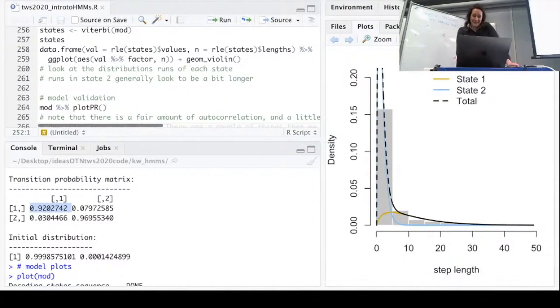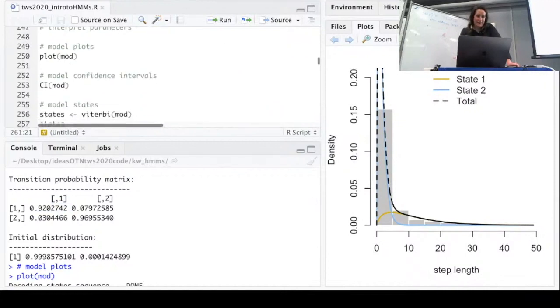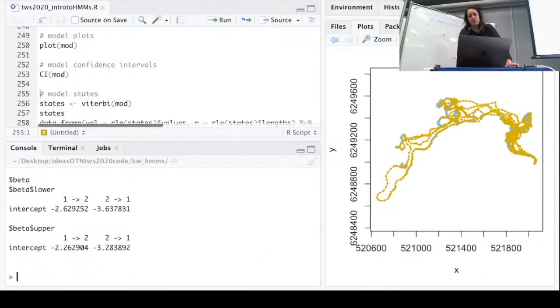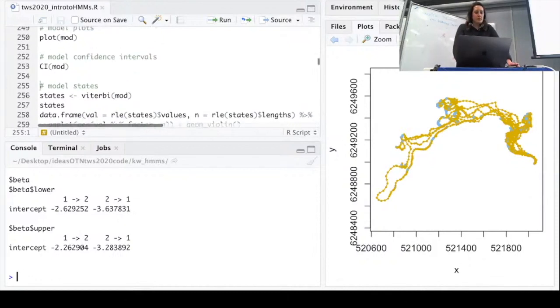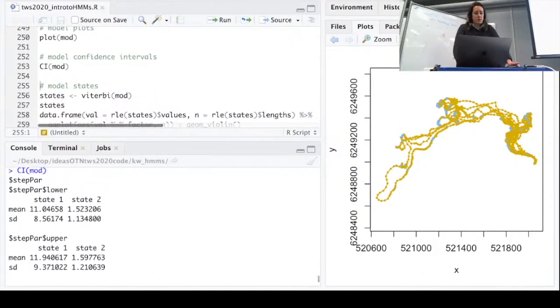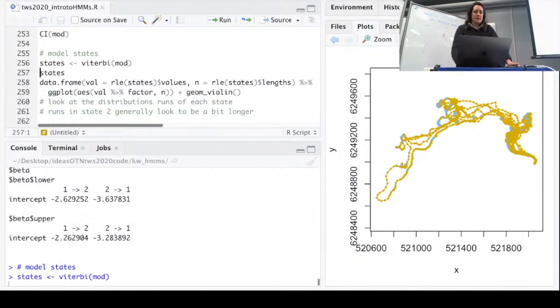Okay, I'm going to blast through this a little bit. You can look at the confidence intervals. They also give you a plot here that plots your data and gives you the 2 different states. You can see here the blue does look to be more associated with some kind of residency. Yellow is clearly some kind of transitory behavior, and that makes sense. The confidence intervals of your parameters are important to look at. They're pretty small, which is nice.